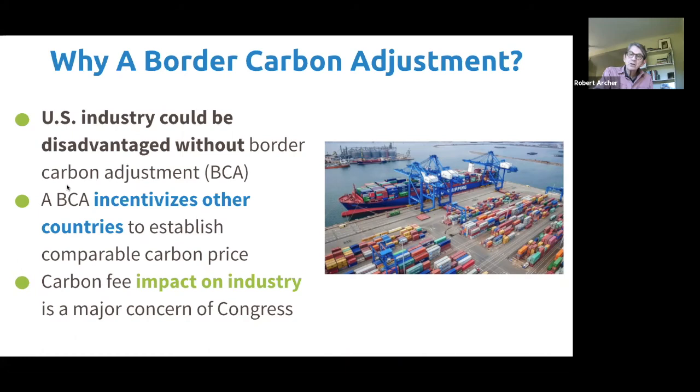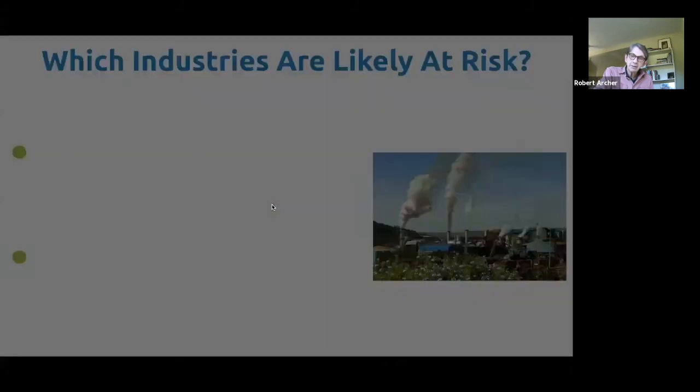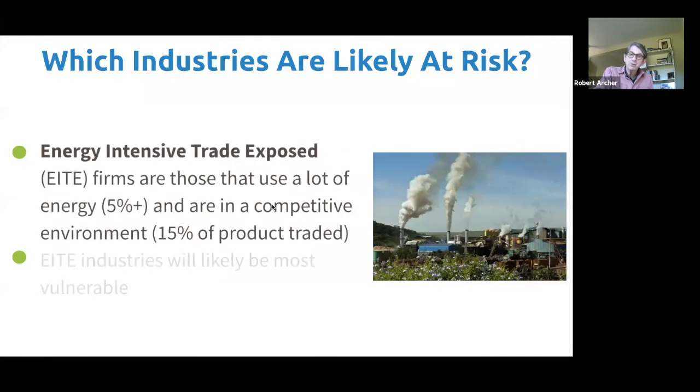So which industries are at risk? Those who use a lot of energy and face international trade competition. There's a term for industries that use a lot of fossil energy, and a lot is defined as 5% or more of production, and are exposed to trade competition. That is, 15% of their product is traded. It's called, terrible acronym, Energy Intensive Trade Exposed, EITE.